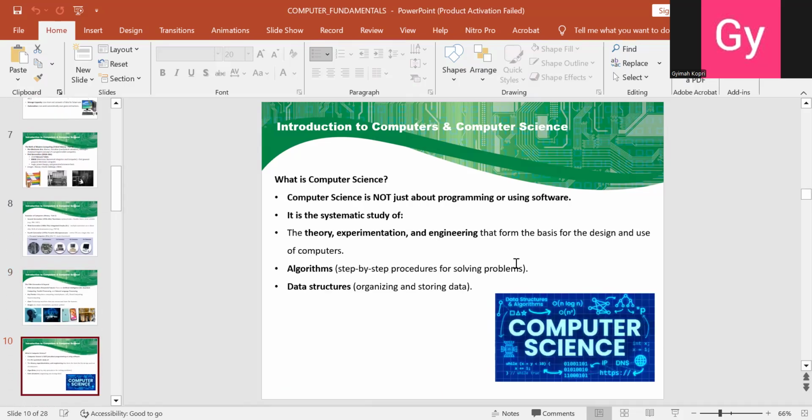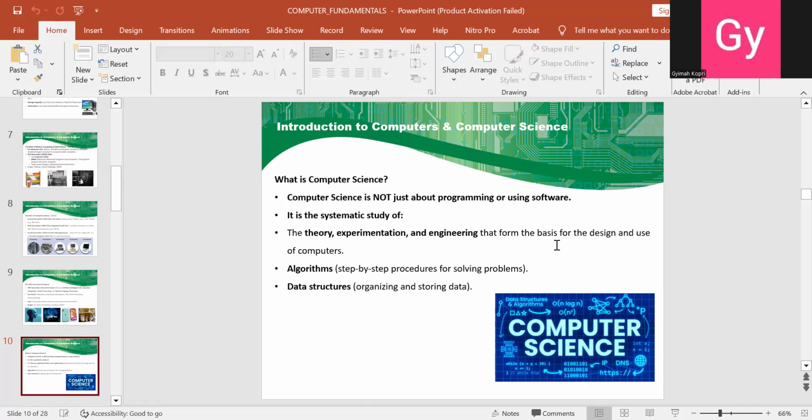computer science. You should be able to know what computer science is. People think computer science is just about programming. No, it doesn't go that way. It's a systematic study of doing certain things. What are they? Theory, experimentation, and what? Engineering. You should be able to know the theory behind the computer. You should be able to know how to experiment with the computer and how to engineer. What is the meaning of engineering? Picking a particular technology to solve a particular issue. That is engineering. That forms the basis for the design and use of computers.